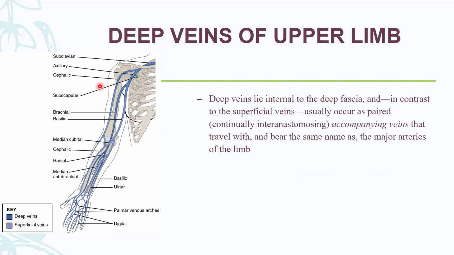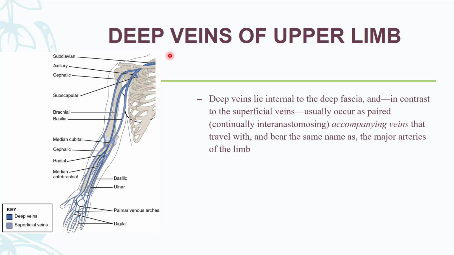We have discussed the superficial veins. Now we will discuss the deep veins of the upper limb. Deep veins lie internal to the deep fascia. As I have told you, the superficial veins lie in the superficial fascia. So the deep veins lie internal to the deep fascia, and in contrast to the superficial veins, they usually occur as paired accompanying veins that travel with or bear the same name as the major arteries of the limb.